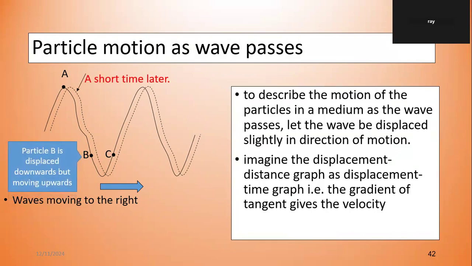Okay, so particle B is displaced downwards, but moving upwards. Particle C is displaced downwards, but moving downwards.